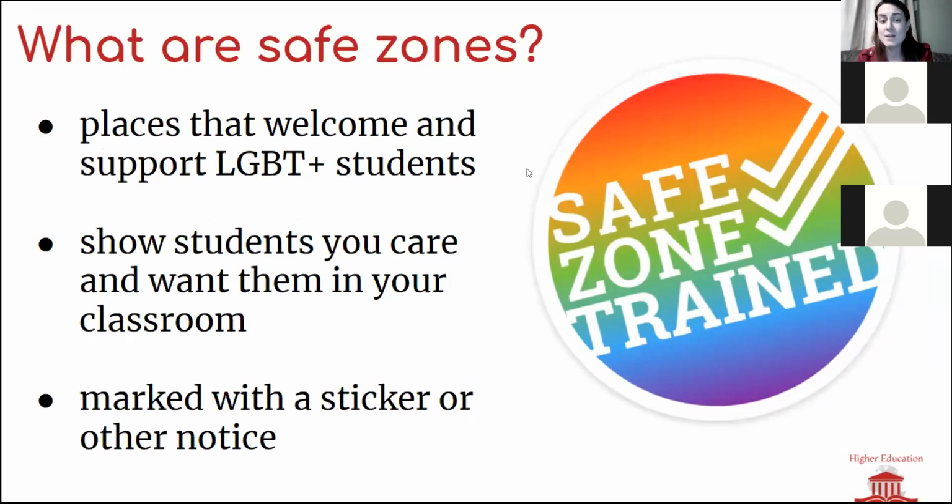So a safe zone is a place that welcomes and supports LGBT students, somewhere where they can feel safe. It shows students that you care and want them in your classroom. You're going to stop them from getting bullied. Like, it is safe in here, no bullying. Sometimes you can put a sticker or a notice saying it is a safe zone. But it's to make them more comfortable.